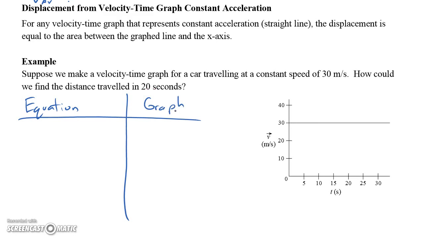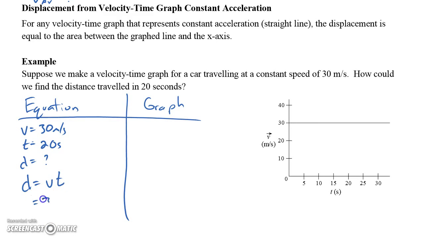So in an equation, well, we're told that v is 30 meters per second. We know time is 20 seconds, and we're asked for d. This is the first equation we've ever learned when we're talking about motion. D equals vt.